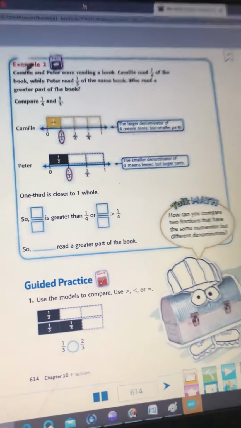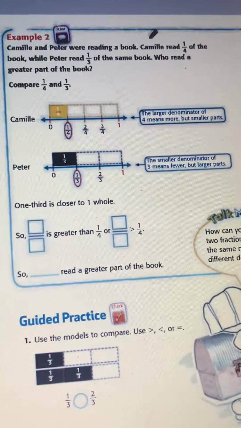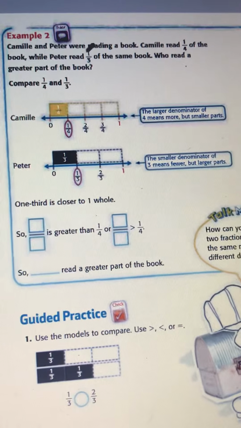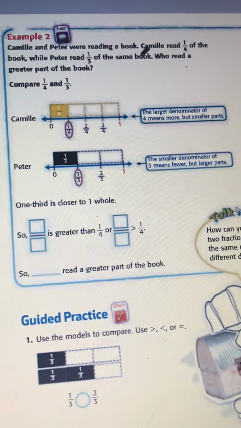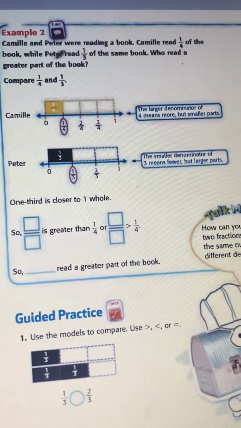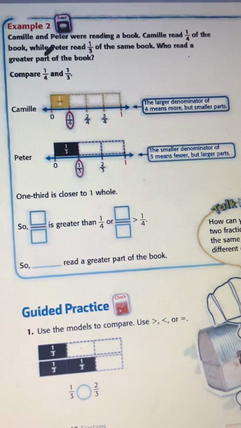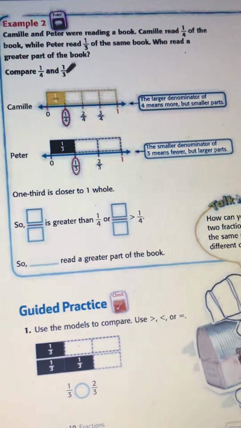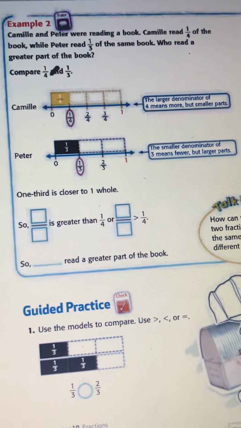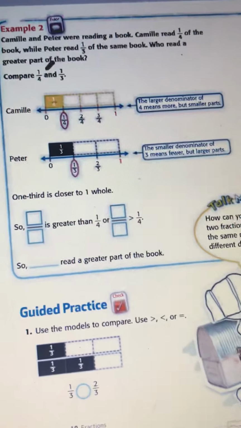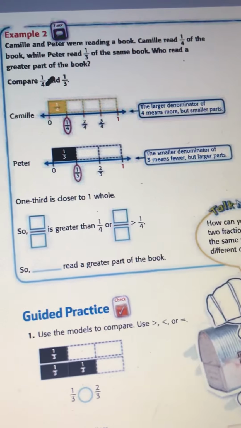Example 2: Camille and Peter were reading a book. Camille read 1/4 of the book, while Peter read 1/3 of the same book. Who read a greater part of the book? So as you can see, 1/4 and 1/3 have different denominators. This is 4 and this is 3. Denominators again are the number below the line.